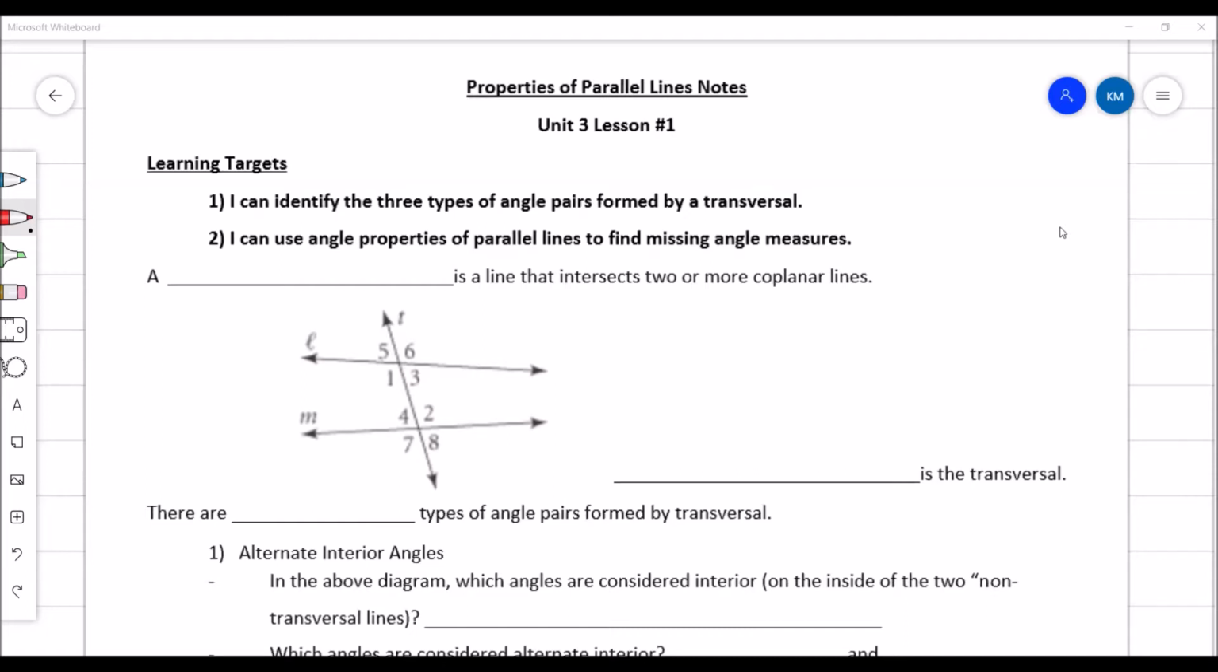Today we're going to take notes of properties of parallel lines. At the end of this video, you should be able to identify the three types of angle pairs formed by a transversal, and you should be able to use angle properties of parallel lines to find missing angle measures.